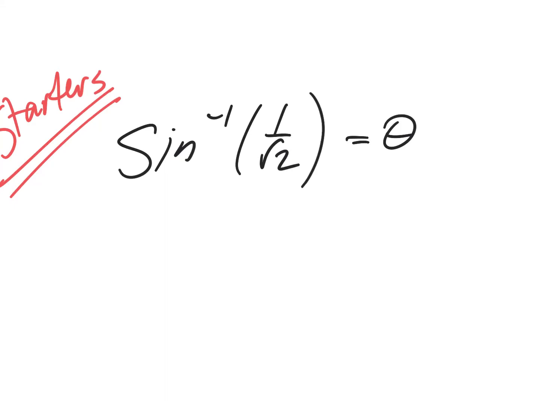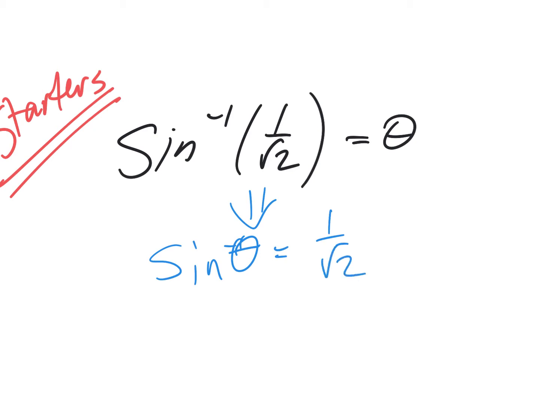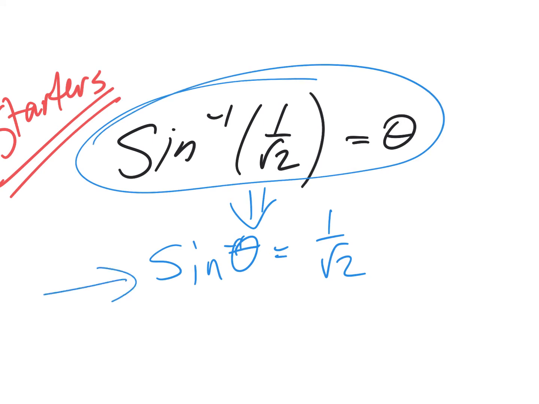So since this is inverse trig, the first thing I like to do is take it out of inverse trig and write it as circle trig. Oh, sorry, I need the theta in there. Sine of theta is equal to 1 over root 2. Are these the same thing? No. This one's got restrictions. This one would be circle trig and wouldn't have restrictions.